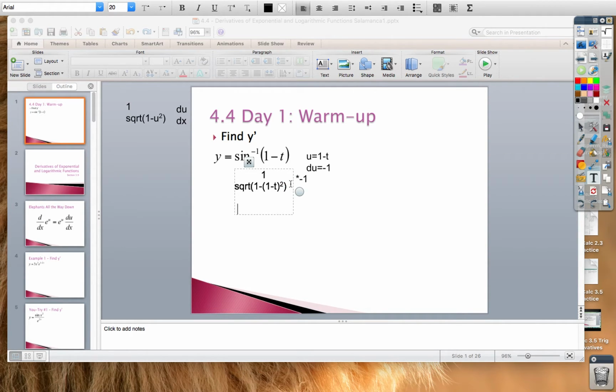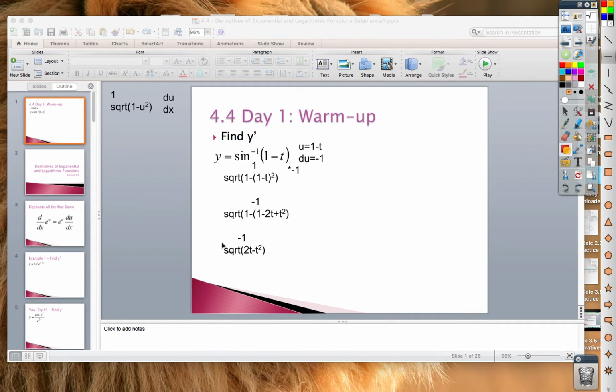Now we're going to get negative 1 over the square root of 1 minus, and this time I'm going to expand, this becomes 1 minus 2t plus t squared. And so our final answer should read negative 1 divided by the square root of 2t minus t squared. And that's it. So again, we just applied the general formula for this.